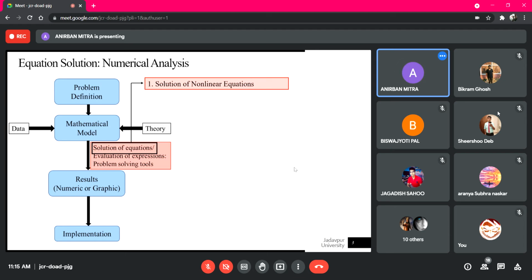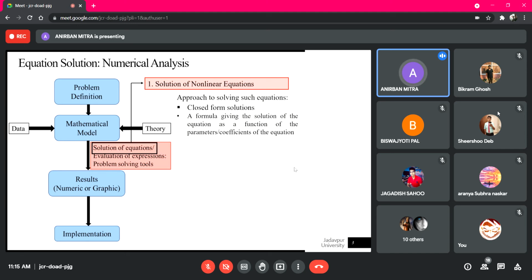So how do we solve nonlinear equations? That is the question now. There are two approaches to solve these nonlinear equations. The first one is the direct method, or a method where closed form solutions are obtained. Here the solution is given in terms of an expression, a closed form expression, which contains the coefficients or parameters present in the equation.